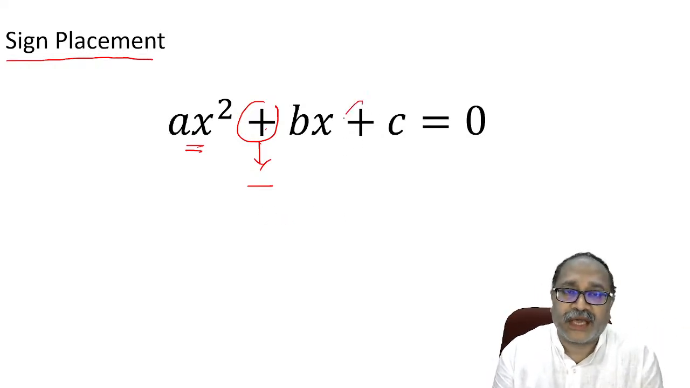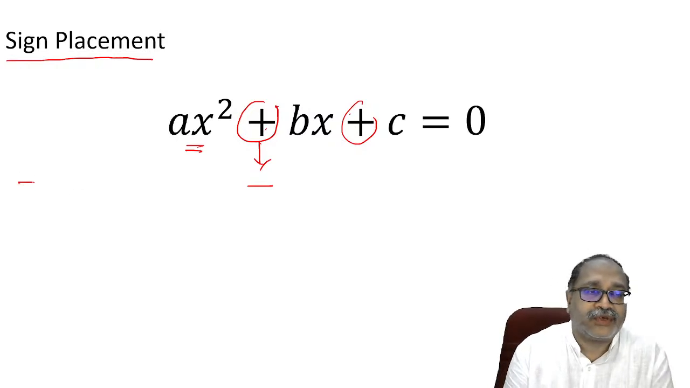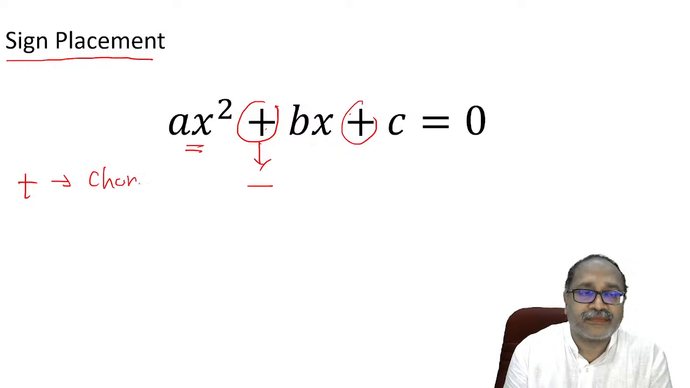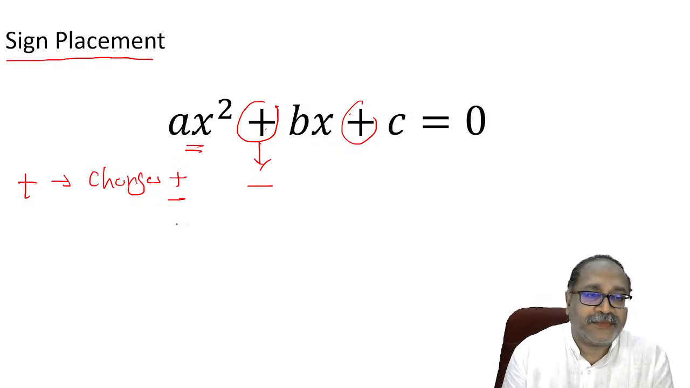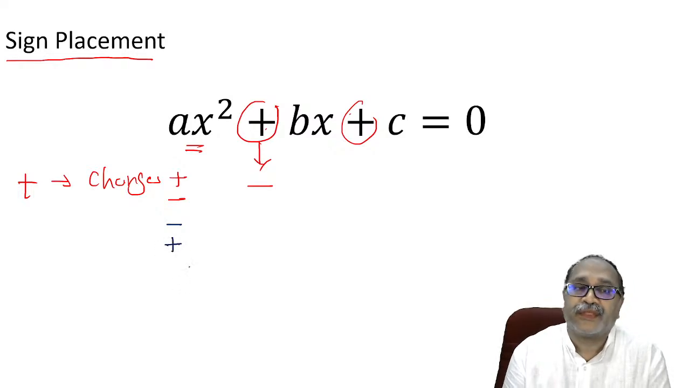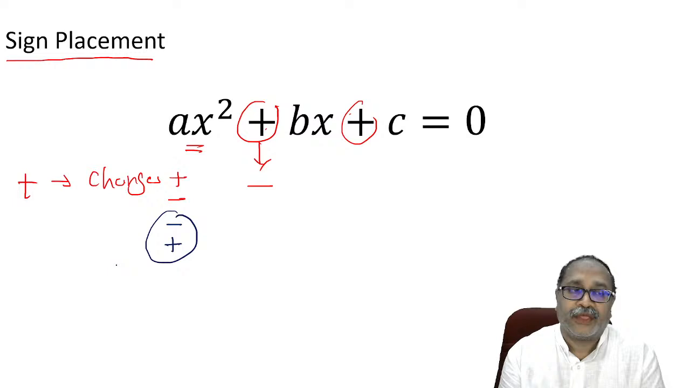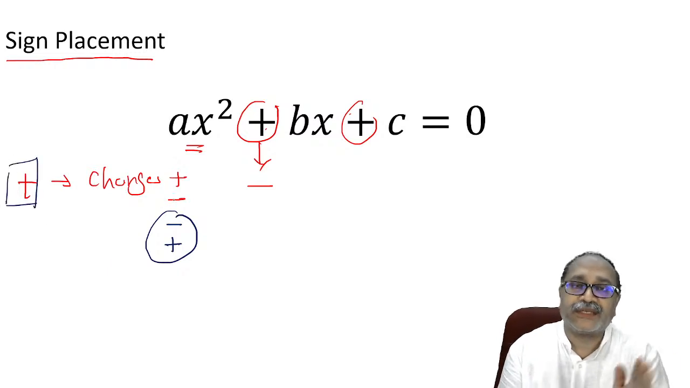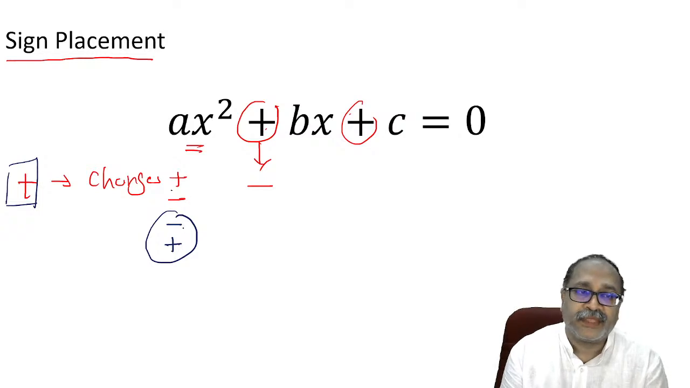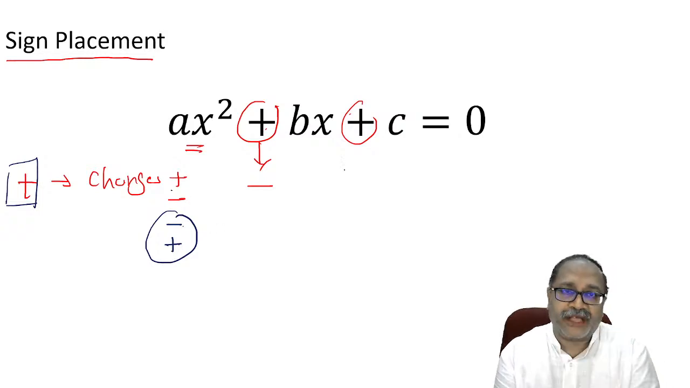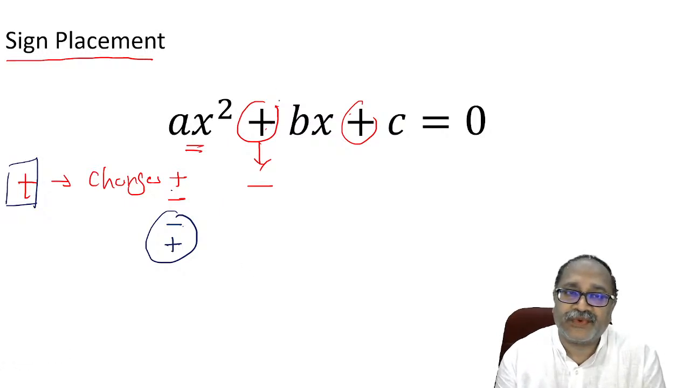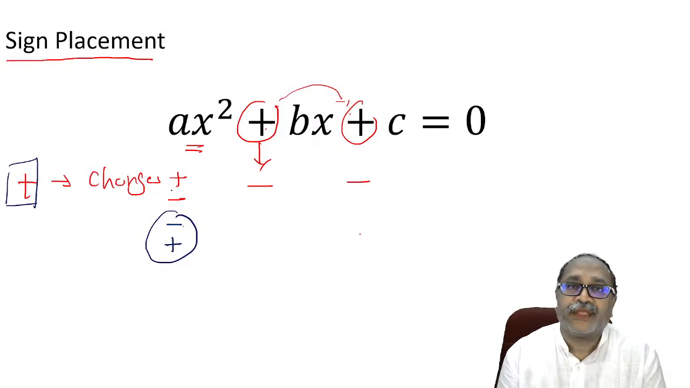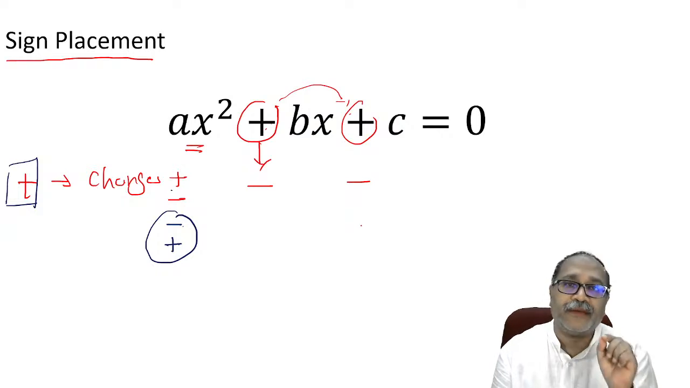Next, the second sign. The plus changes the next sign. So if the next sign is plus, it will become minus. If the next sign is minus, it will become plus. So the next sign gets changed. If the first sign is plus, then the next sign, if plus is there, will become minus, and if minus is there, will become plus. So in this case, I notice that plus is there, the plus will change the next sign, therefore it is minus. So both the values of x will be minus.